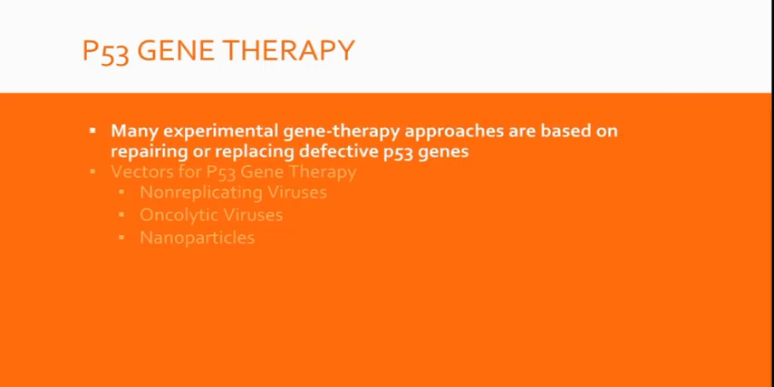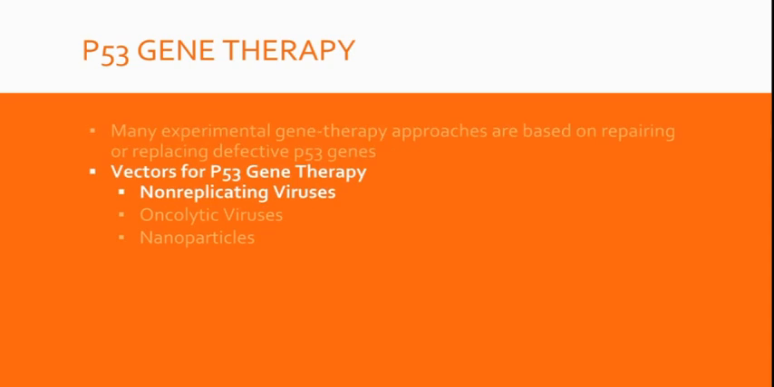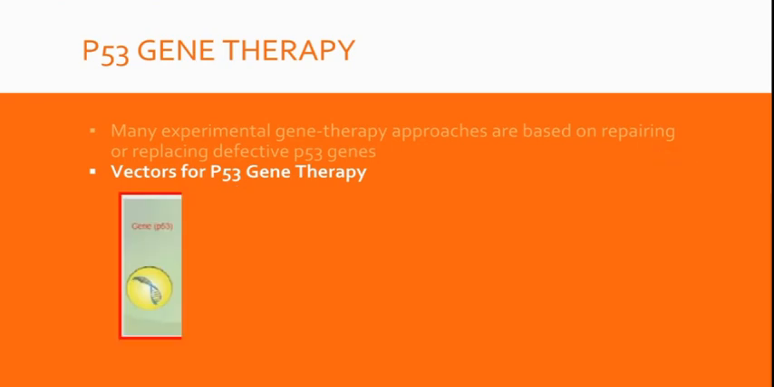So there's this thing called P53 gene therapy, and many experimental gene therapy approaches are based on repairing or replacing these defective P53 genes. But the great challenge of gene therapy is finding a reliable way to deliver the tumor suppressor gene to the cells that need it the most. But recently, researchers have tested a few different DNA delivery vehicles or vectors, and these are things such as non-replicating viruses, oncolytic viruses, or nanoparticles. And I'll take you through a little diagram to see how this works.